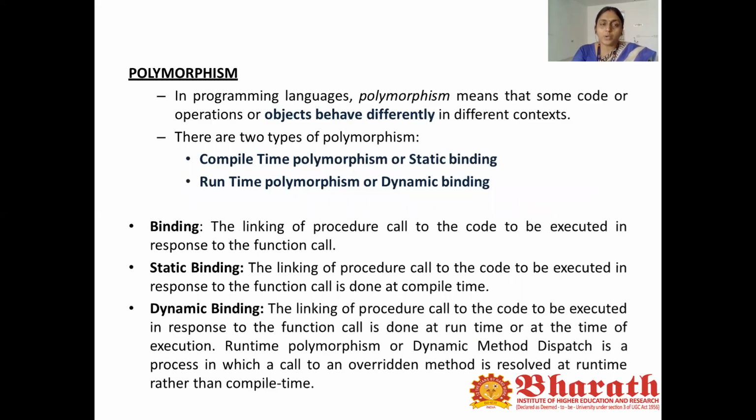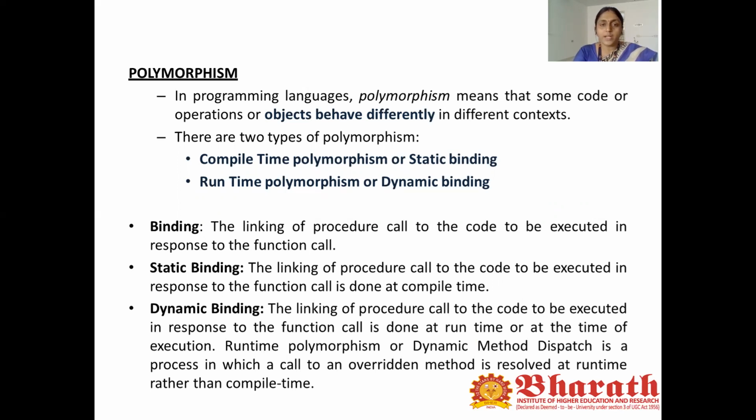The next important concept is polymorphism. In polymorphism, the code will have multiple forms. That is, the objects may behave differently in different contexts. There are two types of polymorphism. One is compile-time polymorphism or static binding, and the next is runtime polymorphism or dynamic binding. Binding means the linking of a procedure call to the code to be executed in response to the function call. When a function call is made, the procedure or the functional code will be linked to the called function. This process is called binding.